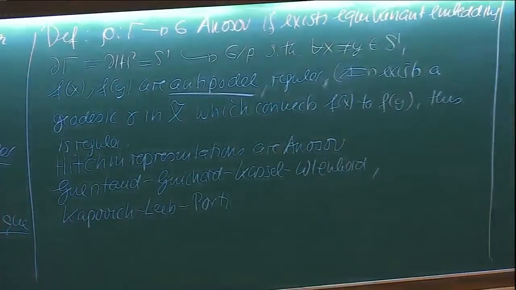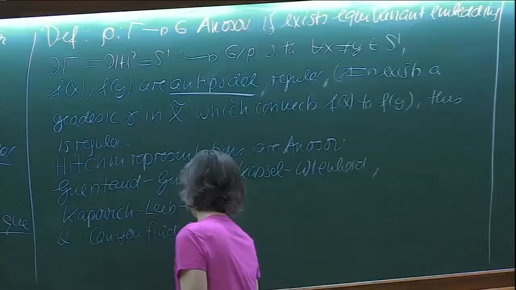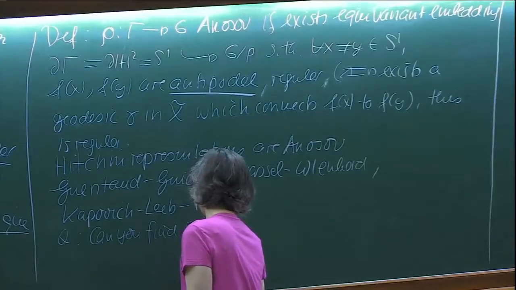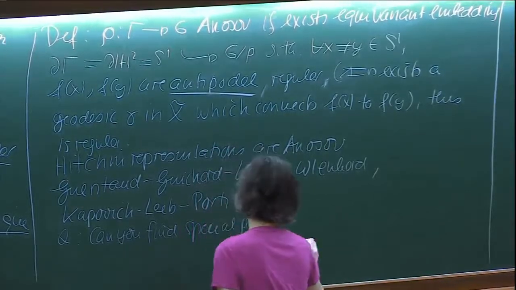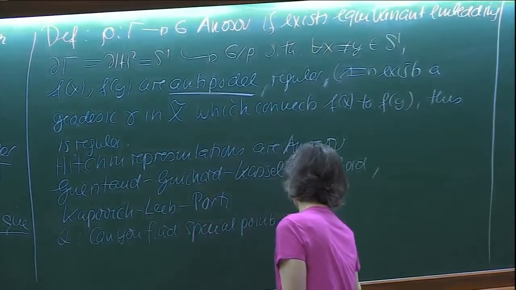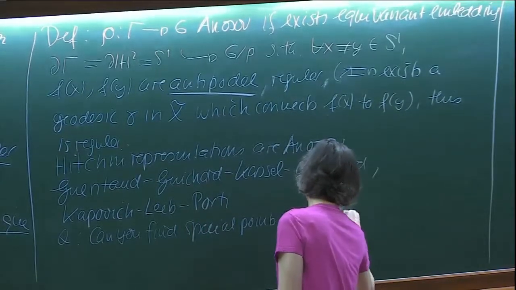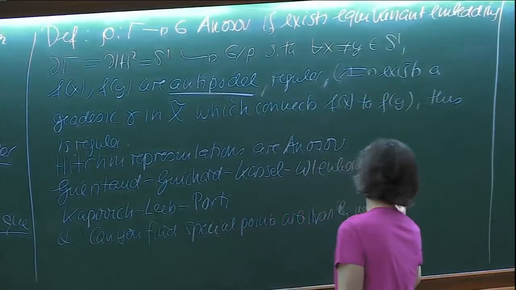All right. Now I don't want to talk further about these works, so I just want to give you these references and introduce them, and also representations. So here's a question which I have absolutely no idea how to answer. Can you find special points arbitrarily near Teichmüller space?